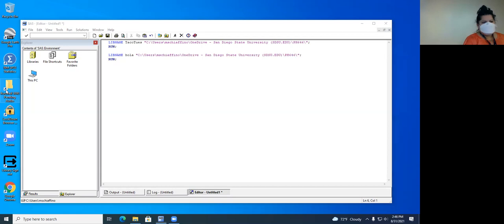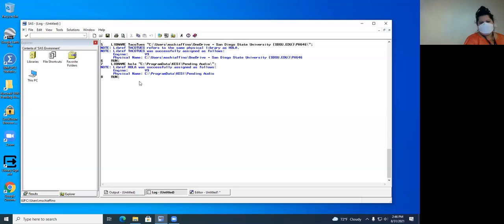I don't know what this folder is. I'm just pretending. So I'm going to do these two. Okay. So guess what? Now I have two libnames, and I want them both to work. So now what I've done is I have activated two folders. So SAS in this editor window knows that I'm going to be pulling from two folders.